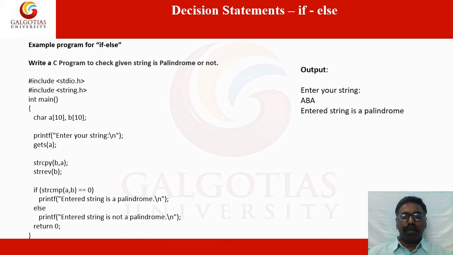We can check the output. We are giving a, b, a as the input. If we reverse the string, we will get a, b, a only. So the string entered is a palindrome string.